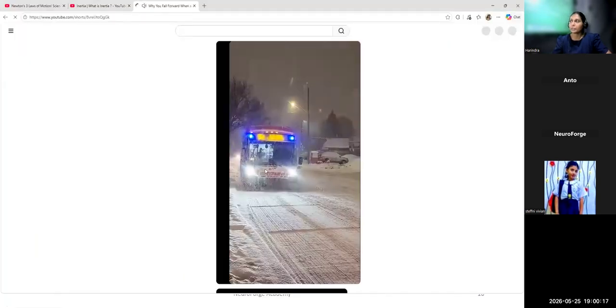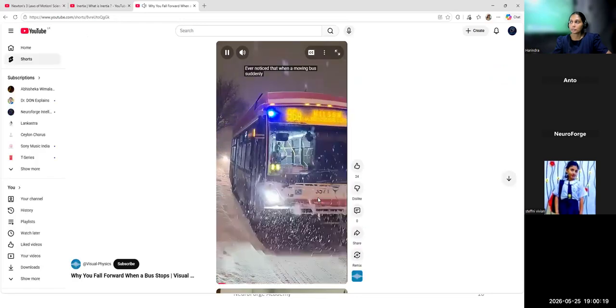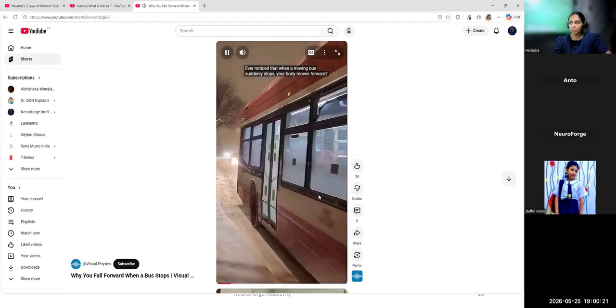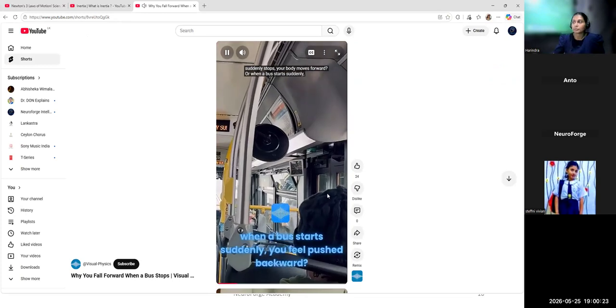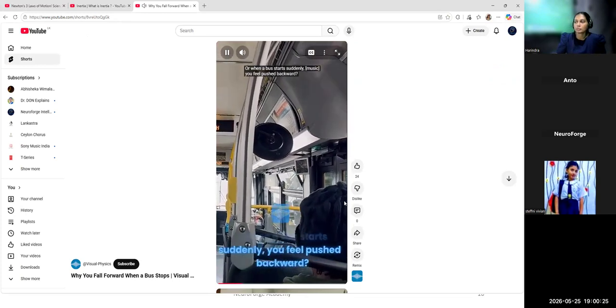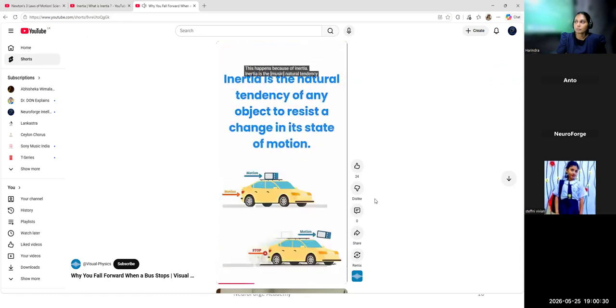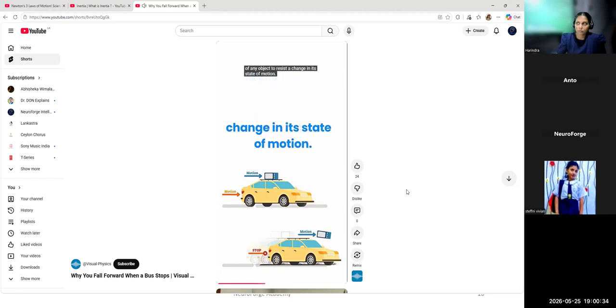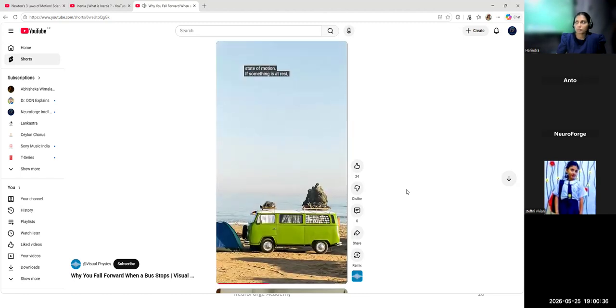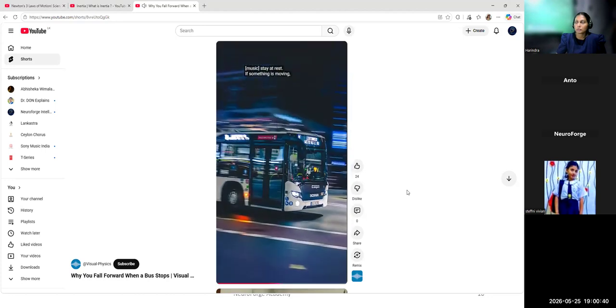Another small video. Ever notice that when a moving bus suddenly stops, your body moves forward? Or when a bus starts suddenly, you feel pushed backward? This happens because of inertia. Inertia is the natural tendency of any object to resist a change in its state of motion. If something is at rest, it wants to stay at rest. If something is moving, it wants to keep moving at the same speed.